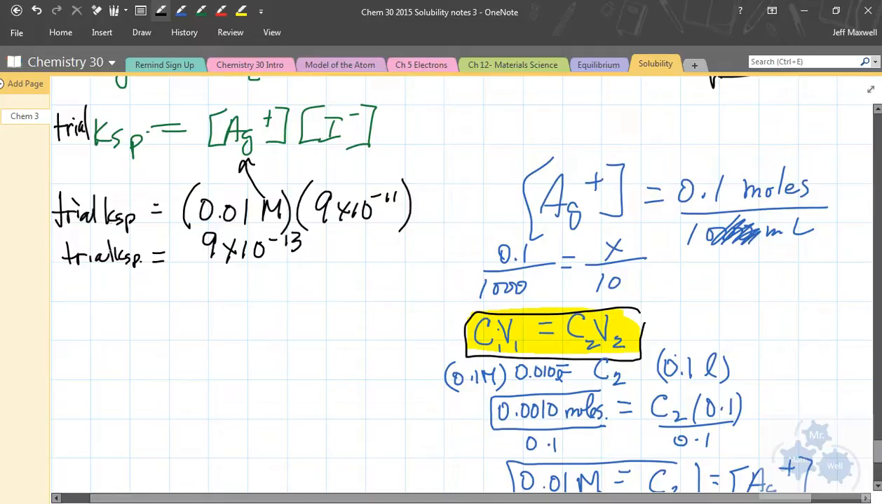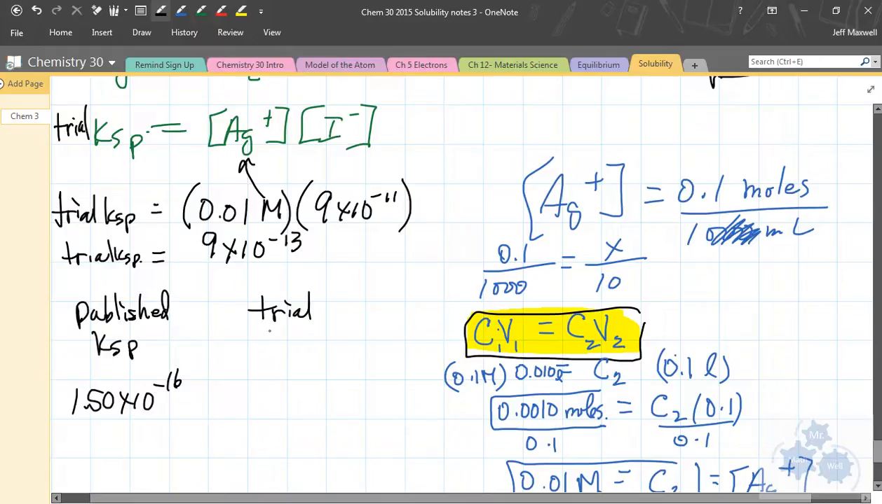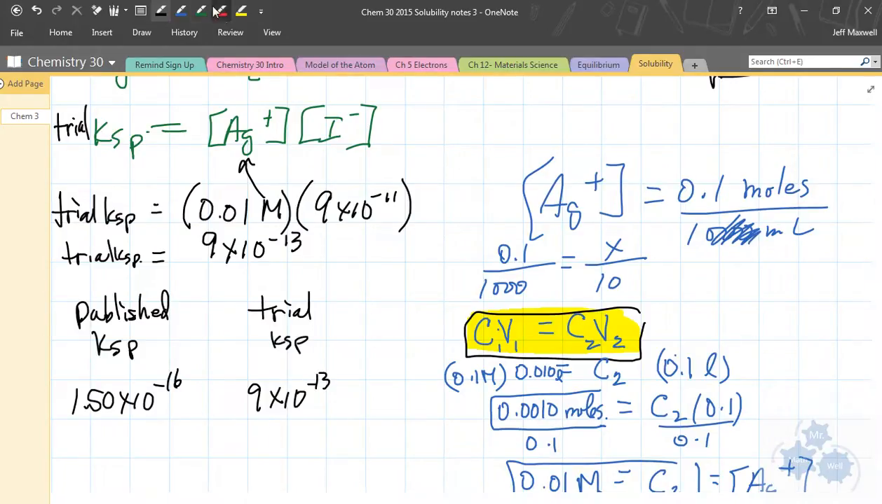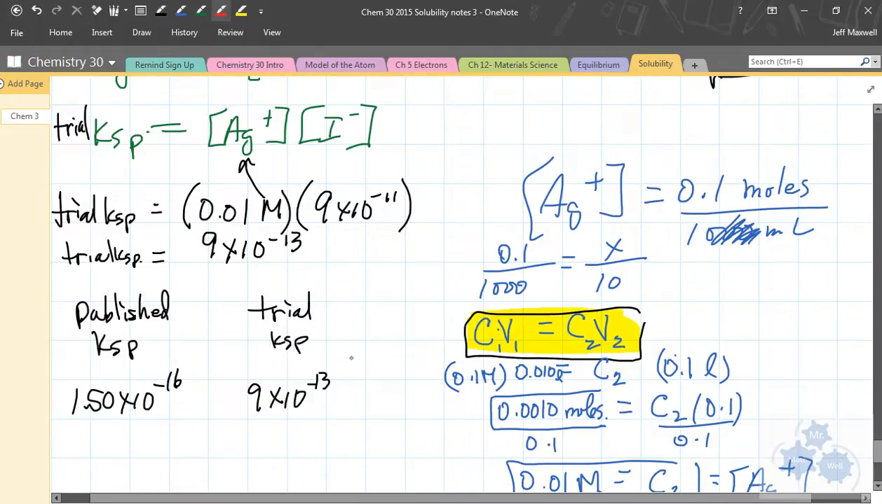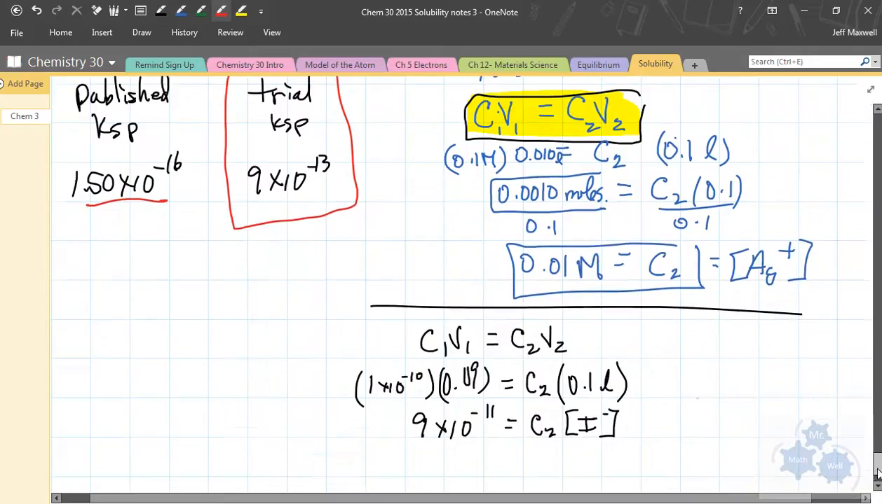Now, we compare the two, okay? So I always refer to this as published KSP. That's the one that's given in the book. And that was what? 1.50 times 10 to the negative 16? Okay. And the trial KSP is 9 times 10 to the negative 13. So which one is bigger? The negative 13 number is bigger. So this one is a larger number. So that means that we have more ions than is needed. This product is the minimum that's required for a precipitate to form. So we have more ions, a higher concentration than's needed.